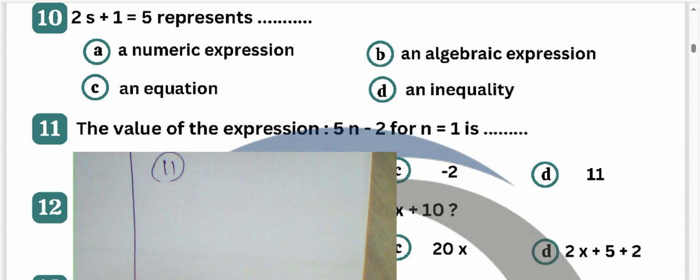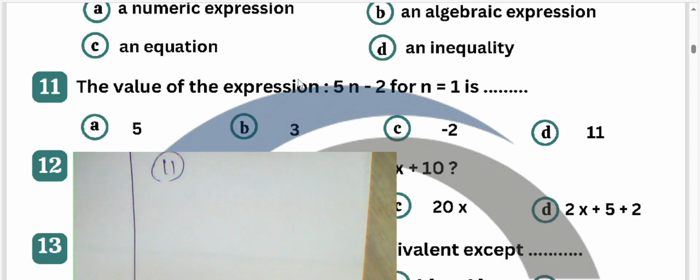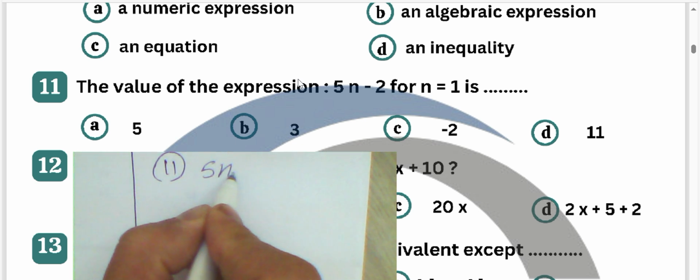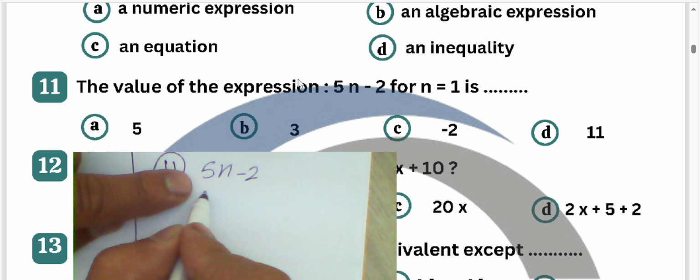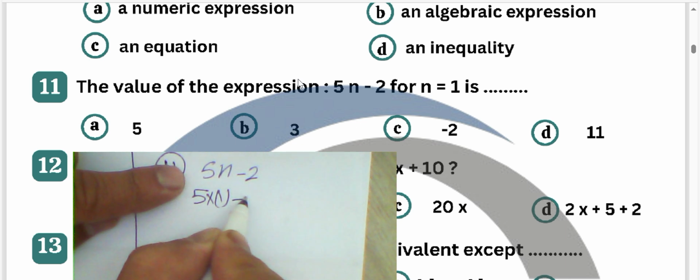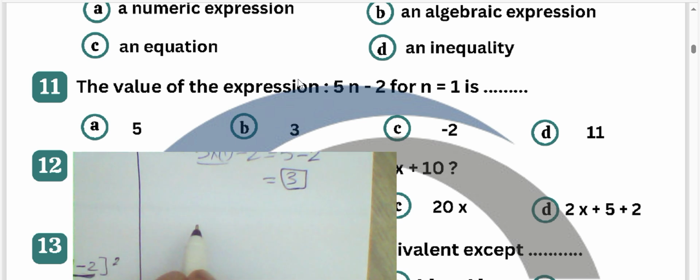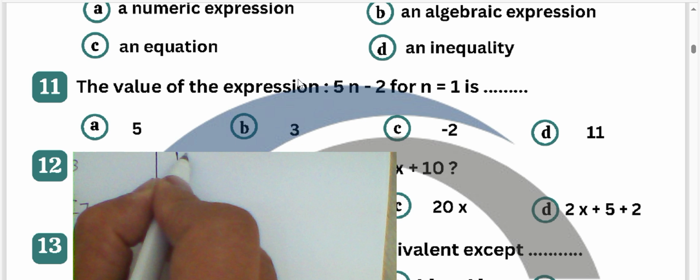Question 11. The value of the expression 5n minus 2 for n equal 1. Put n equal 1 in this expression. We have 5 product by n minus 2. Put n equal 1, then the result is 5 times 1 minus 2. 5 times 1 is 5. Subtract 2, 5 minus 2 is 3.